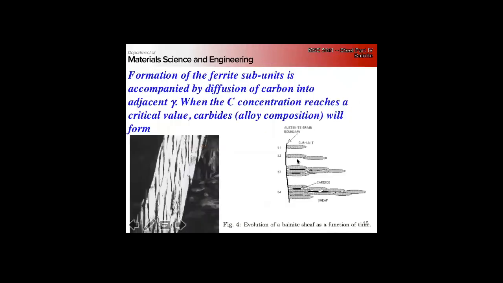Right. So that's the shear part, and then the formation of the subunits is then accompanied by diffusion of the carbon into the adjacent austenite. And when the carbon concentration reaches a critical value, the carbides will form, right? And they're not always cementite, right? We get a huge variety of potential carbides there.